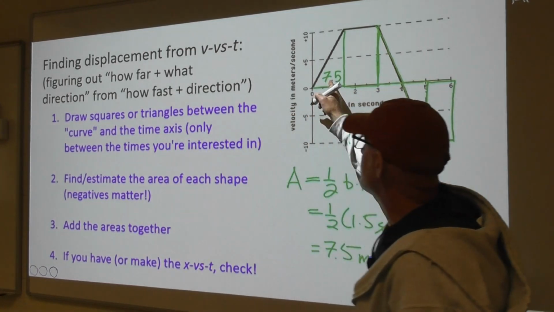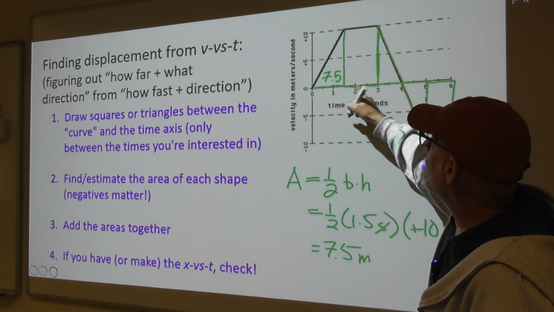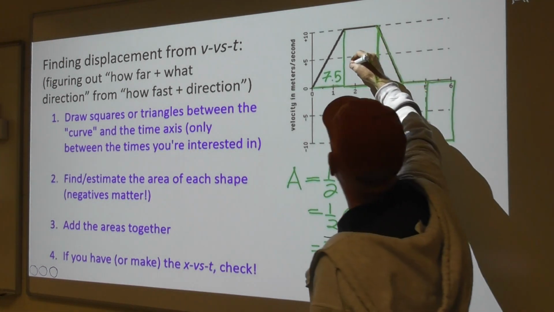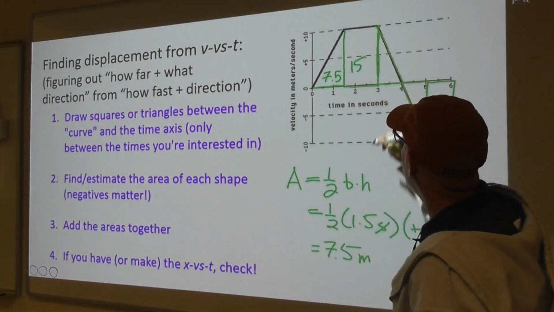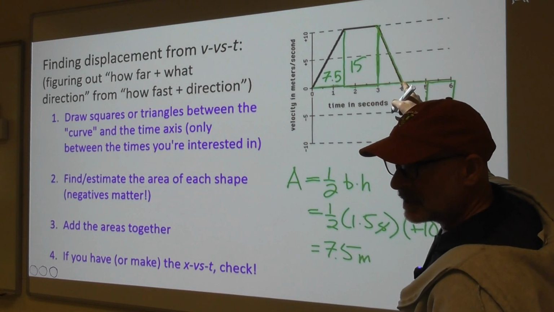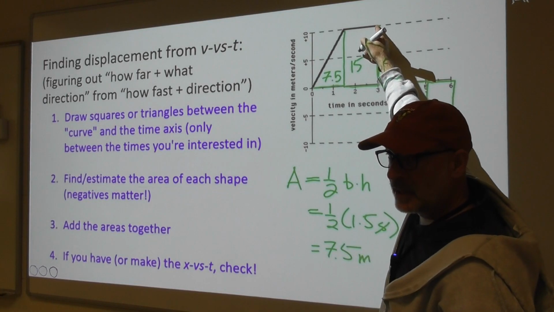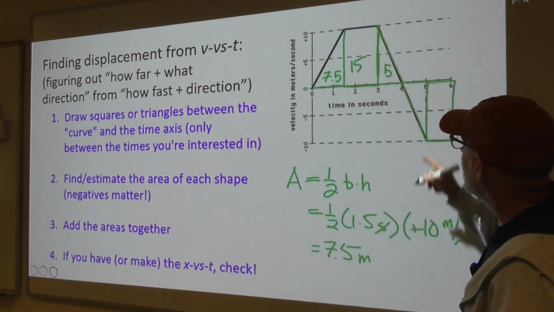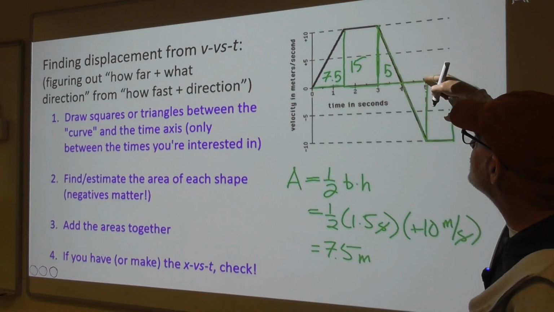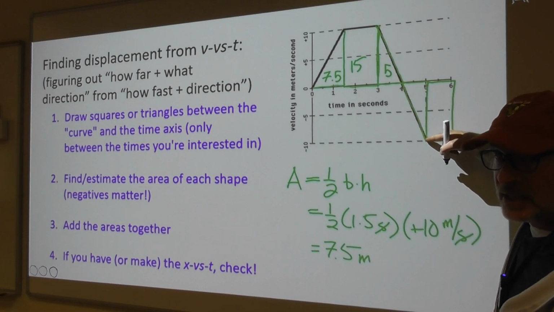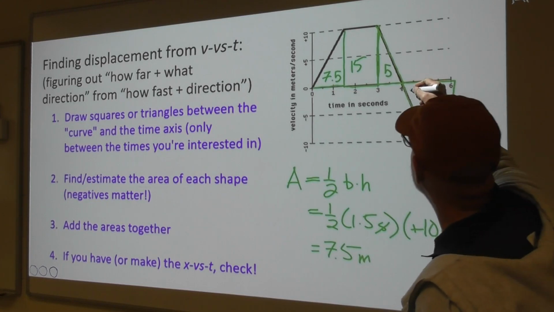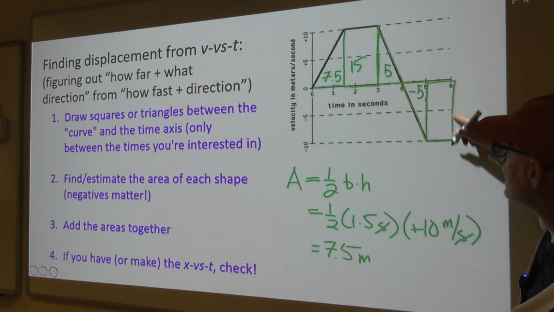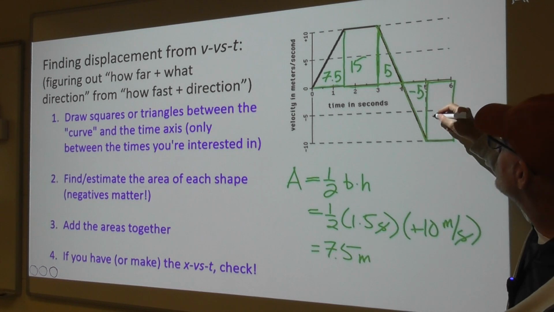All right, so this is positive 7.5. This is 1.5 seconds times 10 meters per second. It's a rectangle. We don't divide by 2. So this is 15 meters. This is 1 second times 10 meters per second. It's a triangle, so we divide by 2. This is positive 5. This is 1 second times negative 10, and it's a triangle, so we divide by 2. So this is negative 5. And this is 1 second times negative 10 meters per second, so that's negative 10.